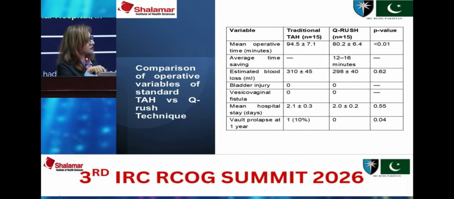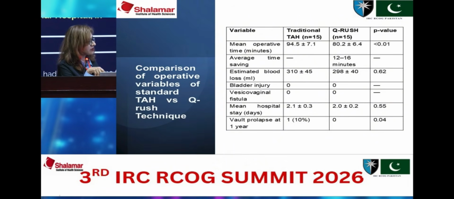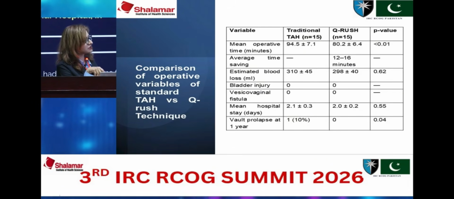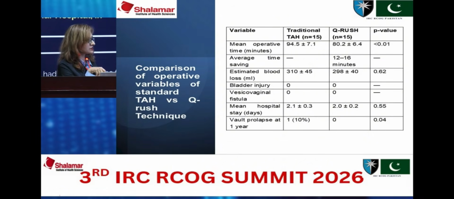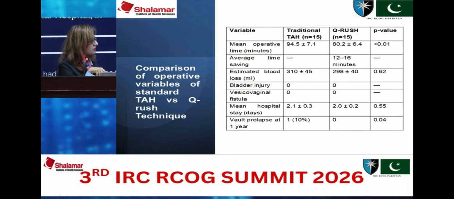The mean operative time we can see was shorter in Q-Rush by an average of 12 to 16 minutes. And other variables in terms of blood loss, hospital stay, vesicovaginal fistula, bladder injury were comparable. However, there was one case of post-hysterectomy vault prolapse in the traditional approach, and none of the cases with the Q-Rush technique reported post-hysterectomy vault prolapse. Although the number is small, yet it is statistically significant, and this shows us that we need further studies to confirm the authenticity and validity and further usability of the Q-Rush technique.